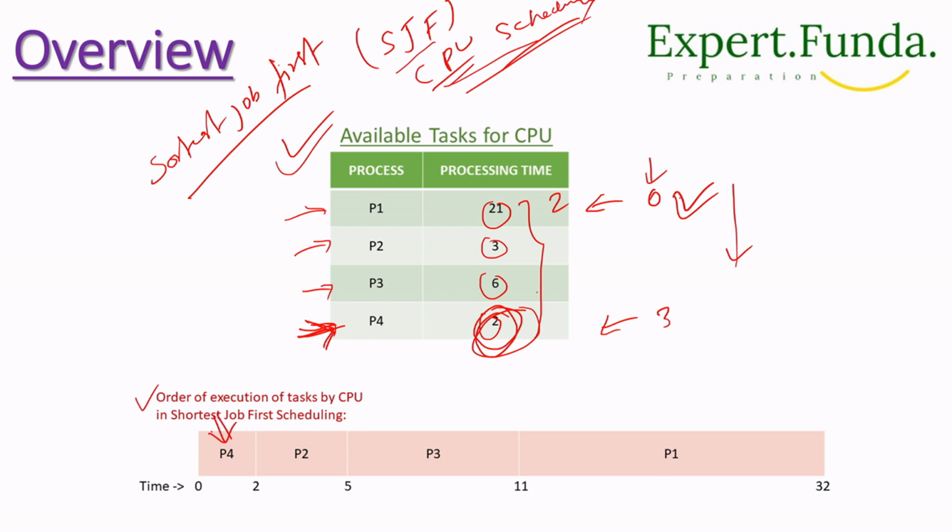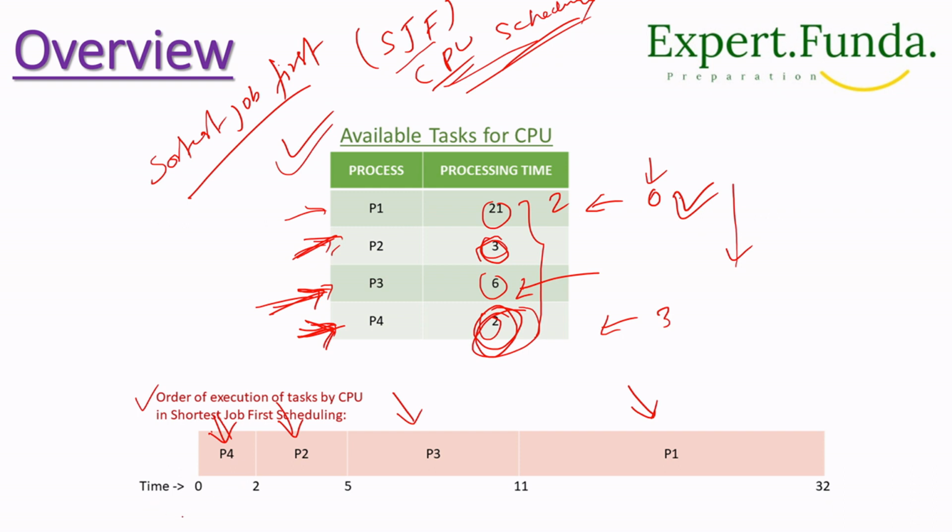Next, if you see the processing time, what is next? This time, P3, right? And sorry, P2, because it is 3, right? This is 3, not 6. So it will be P2. Similarly, next it will be 6, P3. And the last, it is 21, so it will be P1.